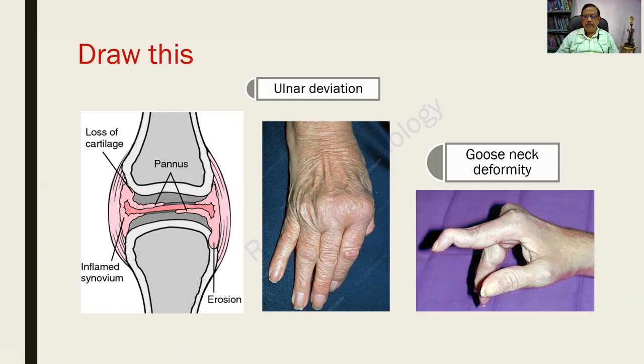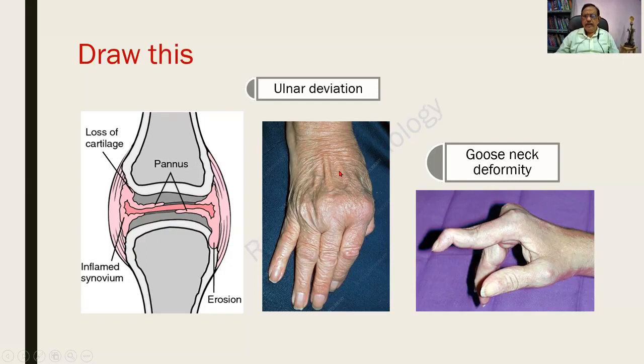I would like you people to draw this picture. A lot of information is given in this. So this is a bone covered by a cartilage which is undergoing loss, and you find that there can be an edema and inflammation of the synovium. There is also a destruction of the underlying bone, and there is a formation of eosinophilic substance called the pannus. Please draw this diagram and appreciate the fusiform shape.